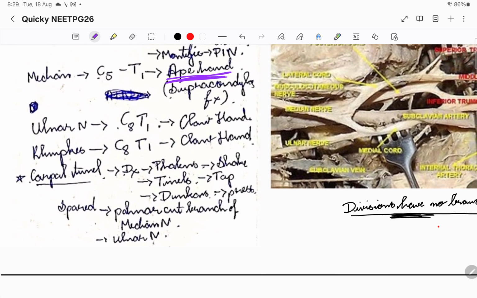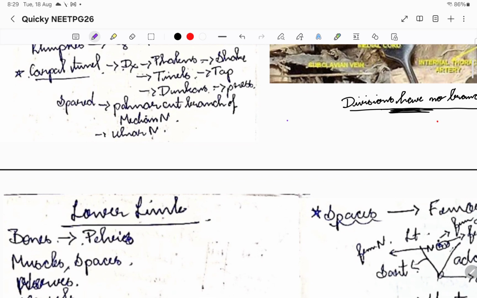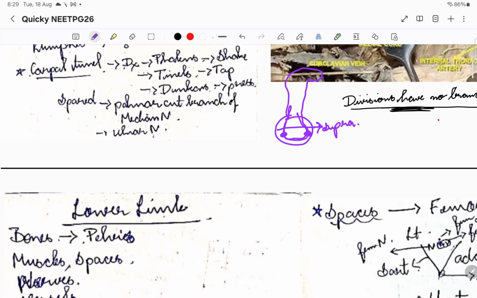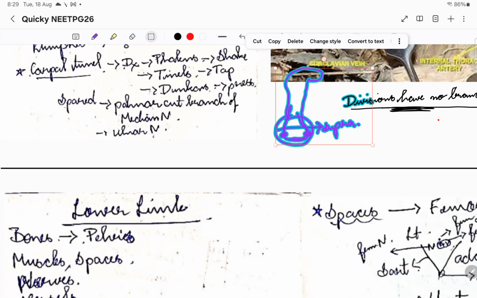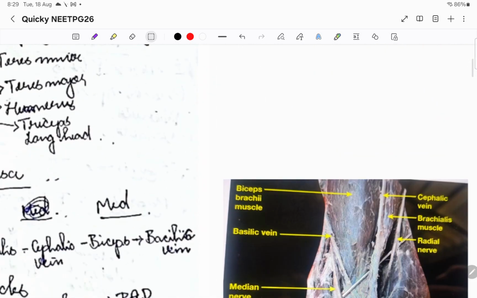Ape hand, or the median nerve injury, mainly happens in the supracondylar fracture. What is supracondylar fracture? Suppose this is the end of the humerus. These are the condyles, the lateral condyle and the medial condyle. Superior to the condyles is the supracondylar fracture.